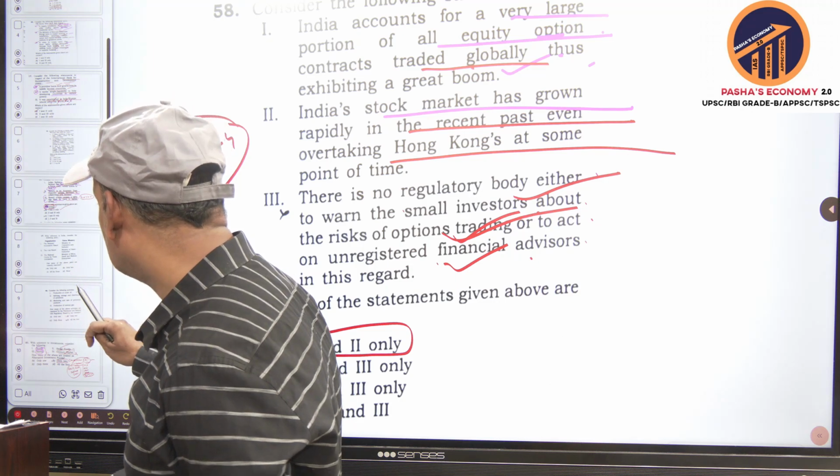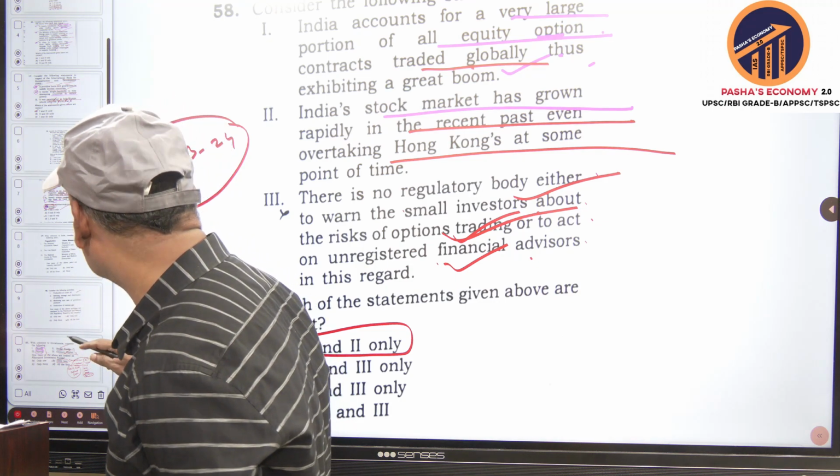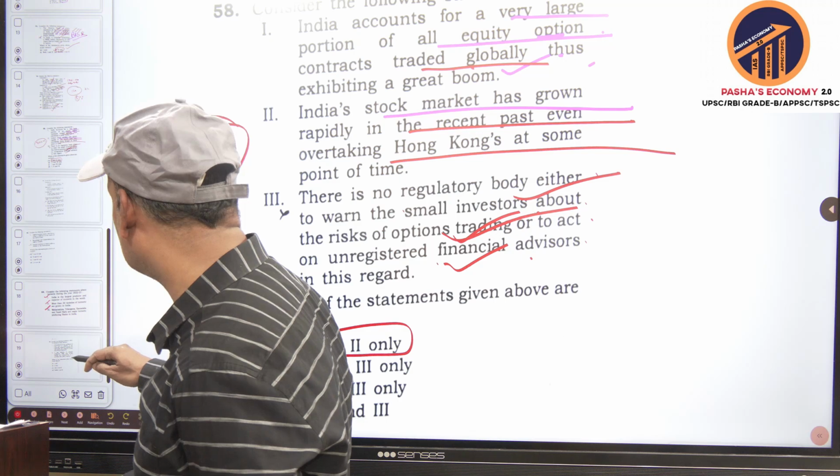Clear? Right. So now you have to understand another segment.